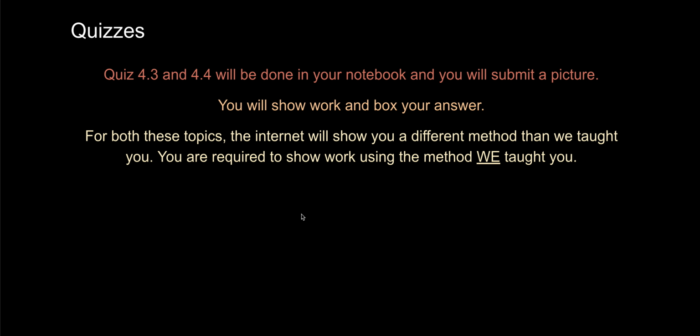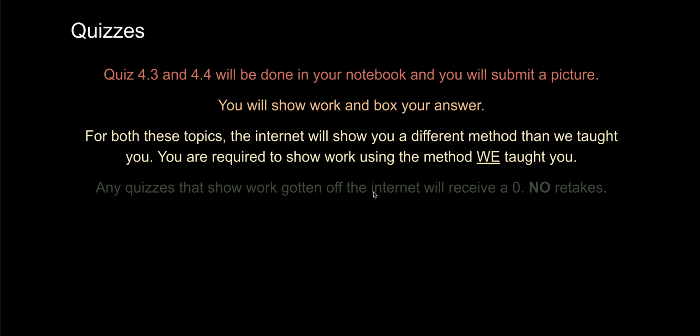In an ideal world, you would be able to just learn from whoever, from the internet, from us, from a friend. But in this case, in order to make sure that we are actually teaching you the material and you have learned the material, you will be required to show the work exactly how we showed you, and then box your answer so that we can check and make sure it's your work. Okay. If we get a quiz that shows work that's gotten off the internet, the quiz will receive a 0 and you will not retake it.